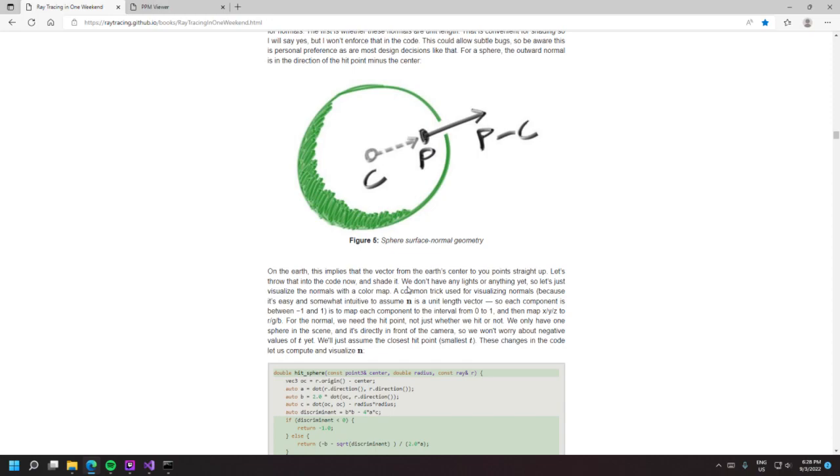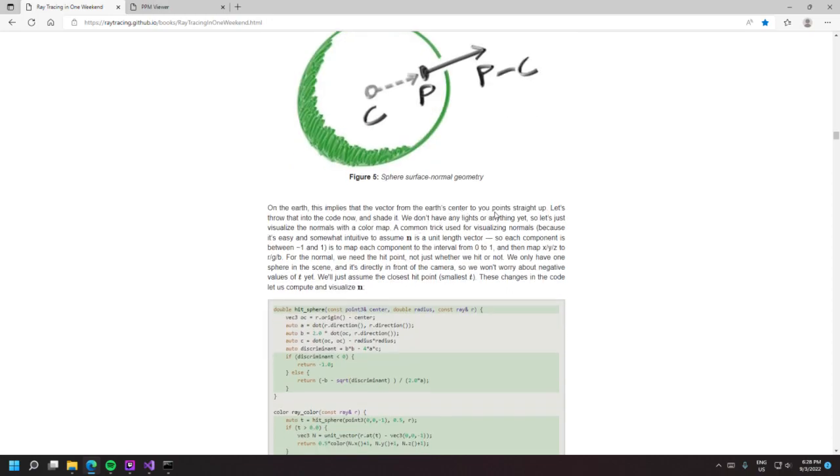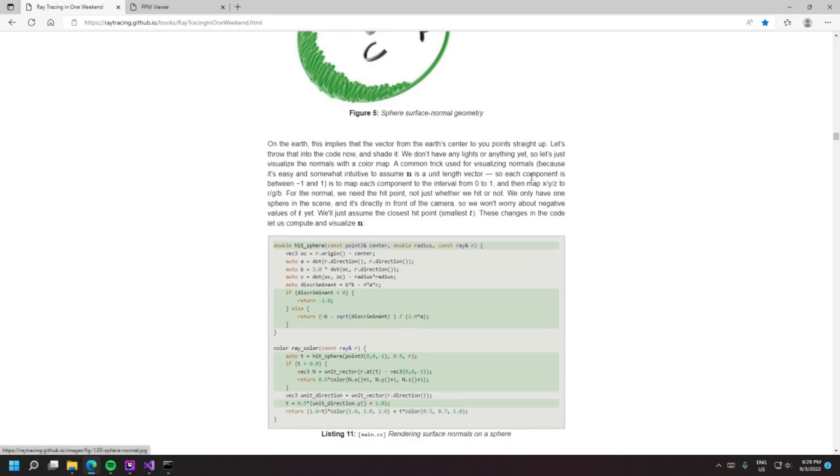Let's throw that into code now and shade it. We don't have any light or anything yet, so let's just visualize the normals with a color map. A common trick used for visualizing normals, because it's easy, is to map each component to the interval from 0 to 1. It's a similar thing to what we did for the parameterization of the ray.